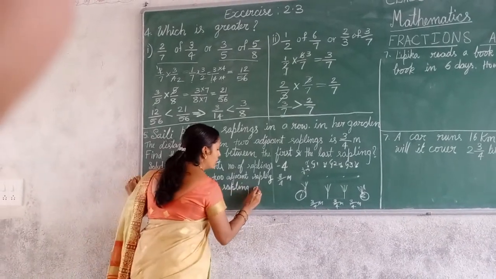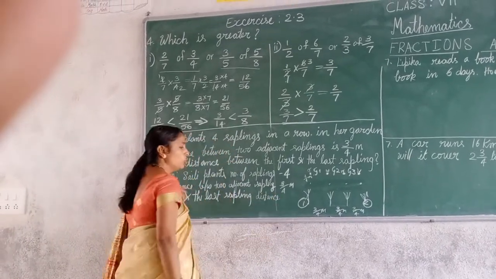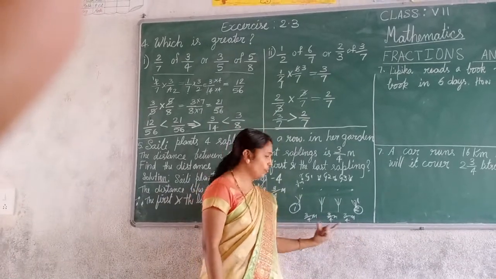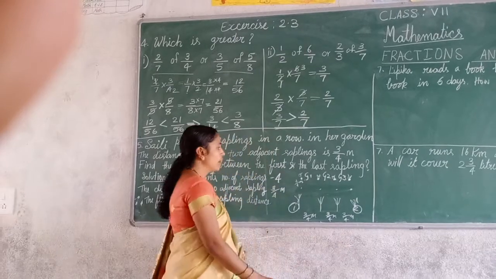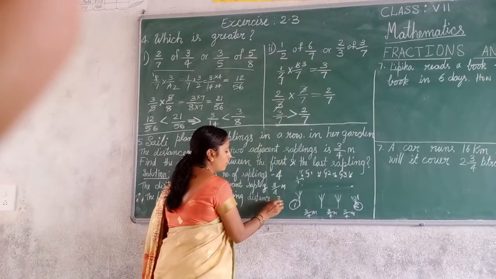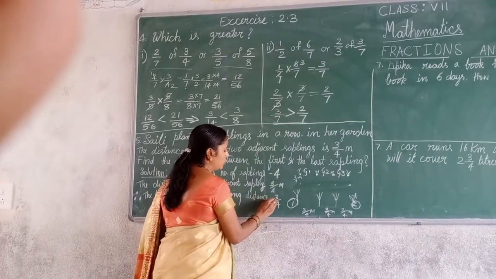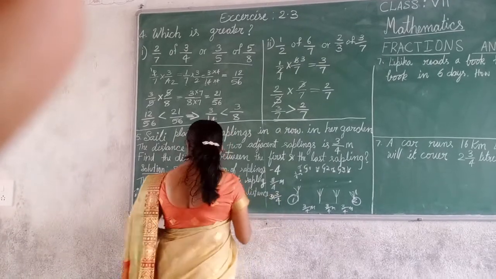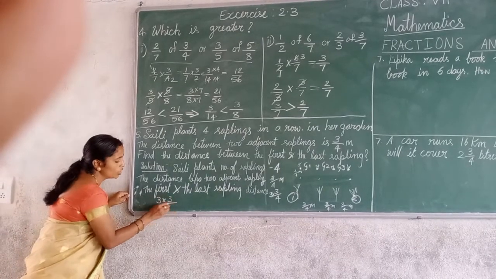How will you find out the distance? As I told you, multiplication is nothing but repeated addition. If you add these 3, you will get the answer. But instead of that, you go for the easy method. 3 into 3 upon 4.